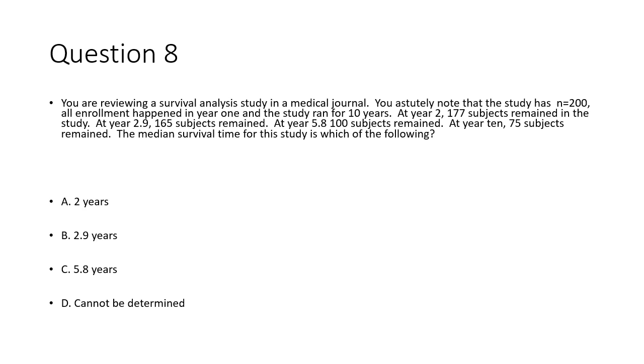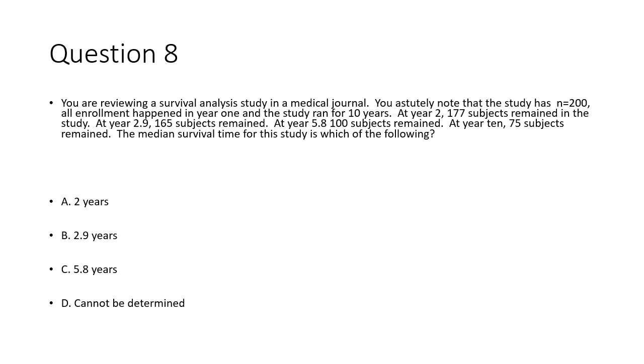At year 2.9, there's 165 subjects remaining. At year 5.8, there was 100 subjects remaining. And then at year 10, we had 75 subjects remaining. Now, the median survival time for the study is which of the following? Is it A, 2 years, B, 2.9 years, C, 5.8 years, or D, cannot be determined from the data that we have here?